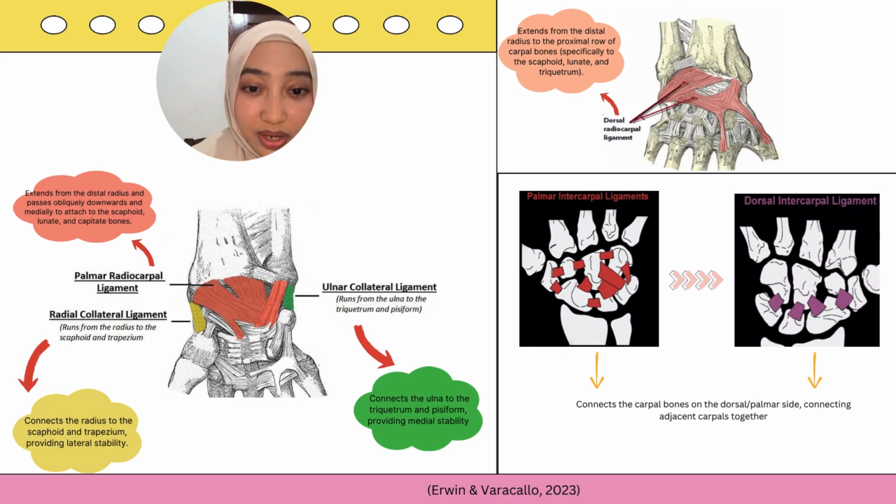Next, we have the palmar intercarpal ligaments and dorsal intercarpal ligaments, where it connects the carpal bones on the dorsal and or palmar sides, connecting the adjacent carpals together.